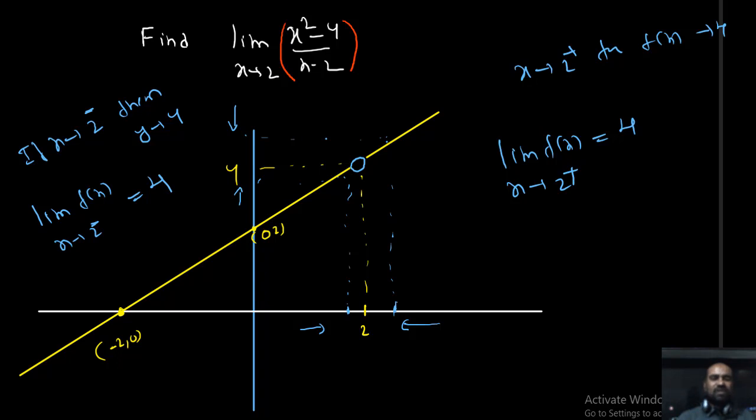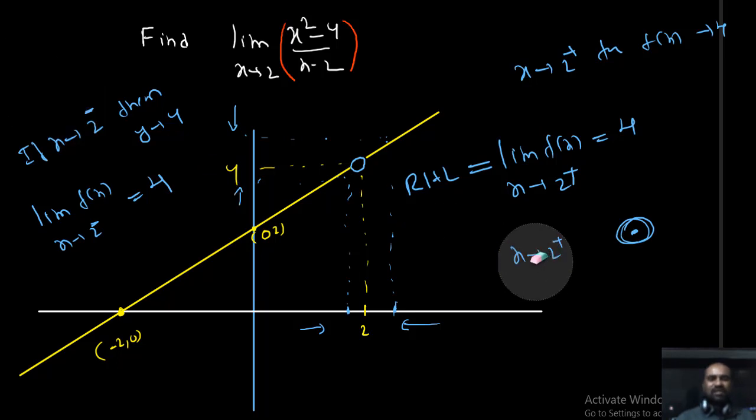Actually, this is called RHL, right hand limit. When x is tending to 2 plus, the value you get is called the right hand limit. What I got here is called LHL, left hand limit. Okay, students, now I want to conclude through an example. In this example, what is the question? The limiting value of x square minus 4 by x minus 2, where x is tending to 2. What should we do?